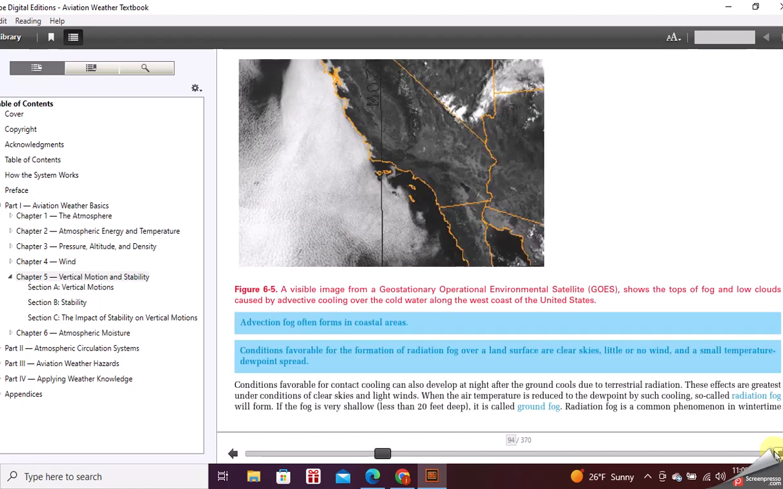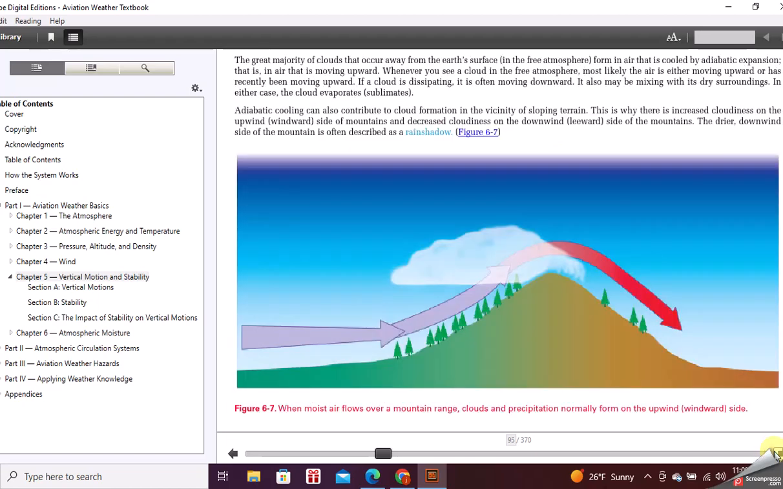Cooling obviously causes that. You get that advection fog over the United States, fog in the valleys, lifting on a mountain. Guess what? If you're in West Virginia, you have a west wind coming down, hitting your mountains. It's going to rise up, right? If there's enough moisture in that air, it's eventually going to cool, cause a cloud. And if there's enough moisture in that cloud, maybe it'll even cause some snow or rain.